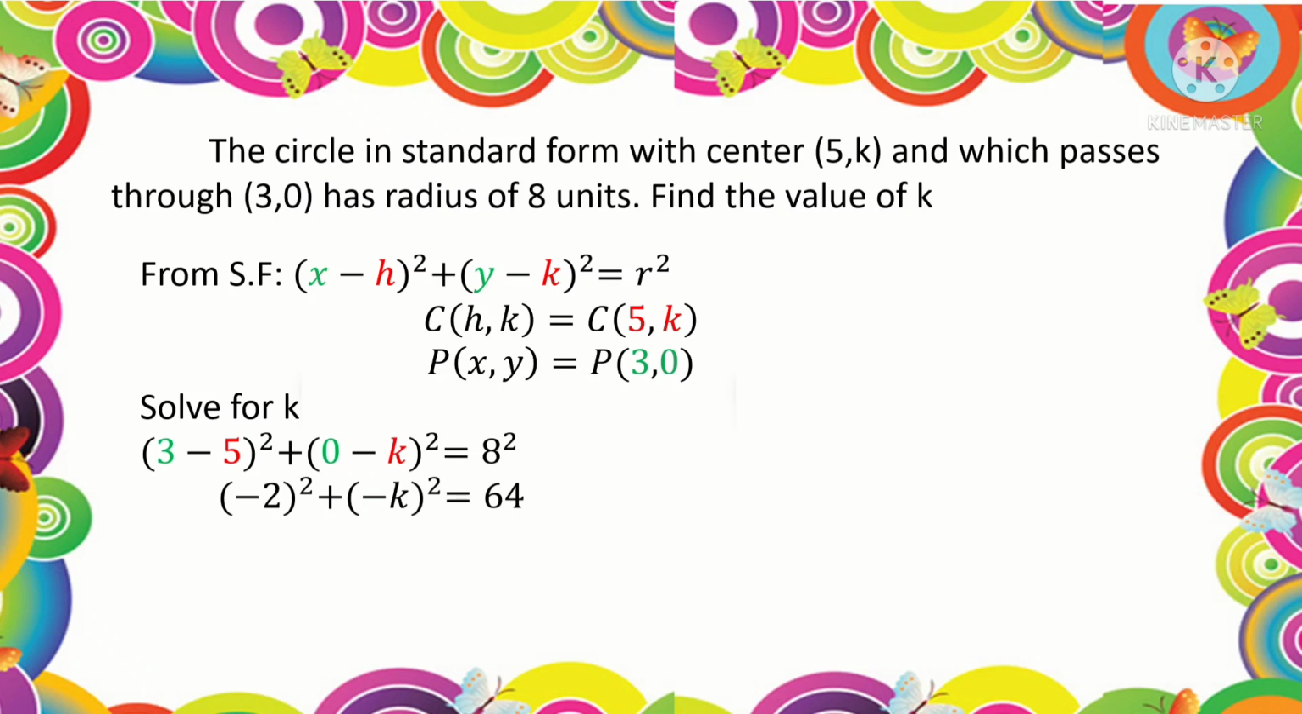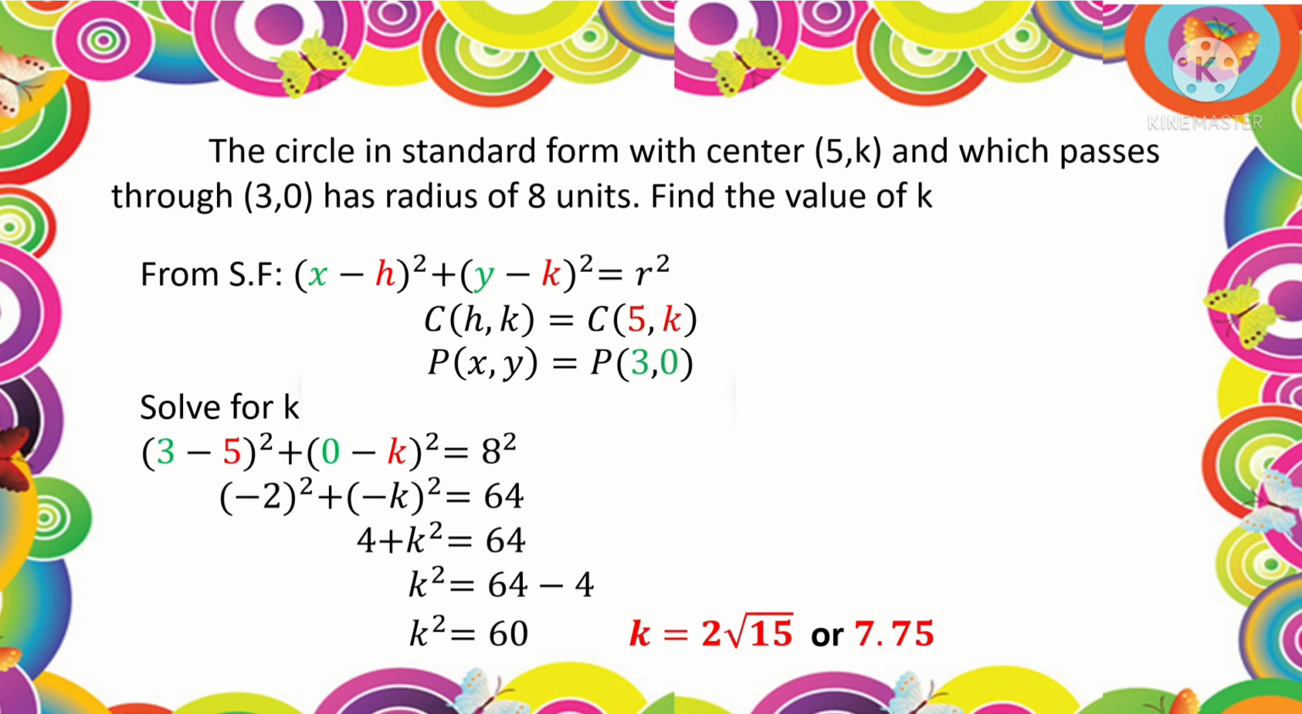Negative 2 to the power of 2 and negative k to the power of 2 is 4 plus k squared equals 64. Solve for k. k squared is equal to 64 minus 4. So we have k squared is equal to 60, or k is 2 square root of 15, or in decimal form, we have 7.75.